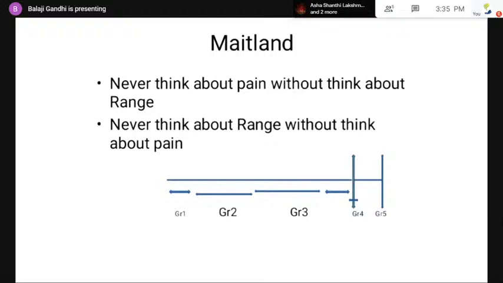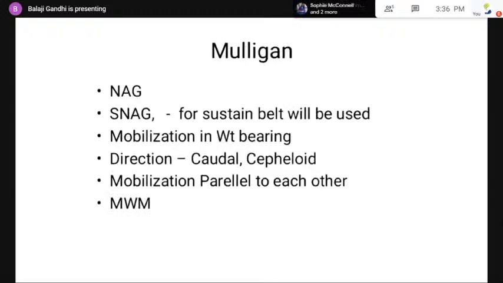Now we'll see what the Mulligan concept is. Mulligan told many variations from the mainline concept. One variation is the mobilization. Why don't we give mobilization in the weight bearing position? Maitland told that if you want to give mobilization, you have to make the joint comfortable, particularly in the non-weight bearing position. Maitland has not described weight bearing position mobilization, but Mulligan describes that mobilization can be given in the weight bearing position also.